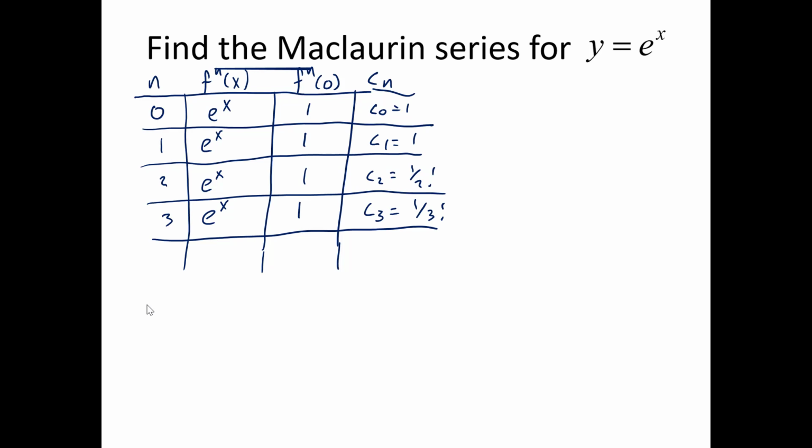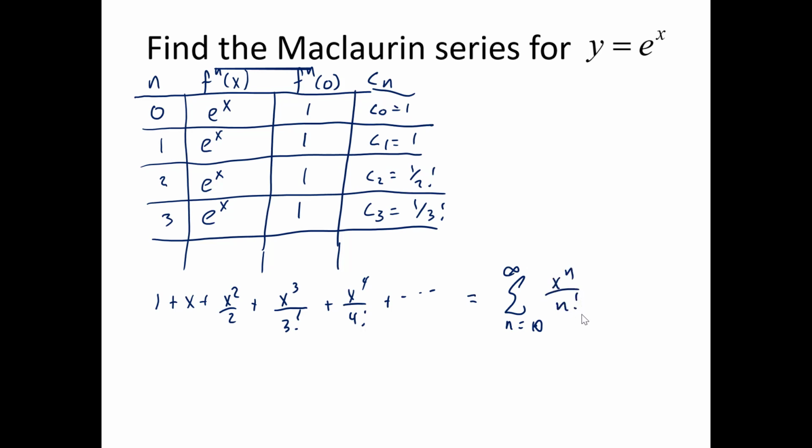So then this series, the Taylor series for e to the x, is 1 plus x plus x squared over 2 plus x cubed over 3 factorial plus x to the 4th over 4 factorial plus dot dot dot. In summation notation, this is the summation from n equals 0 to infinity of x to the n over n factorial.